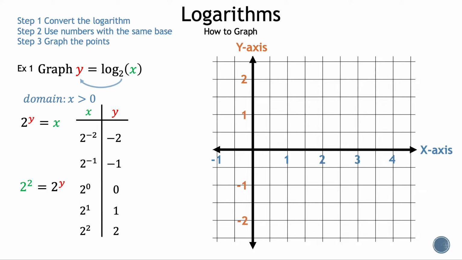Now let's convert the numbers with powers. The 2 to the negative 2 becomes 1/4. The 2 to the negative 1 becomes 1/2. The 2 to the 0 becomes 1. The 2 to the 1 becomes 2. And the 2 to the 2 becomes 4.